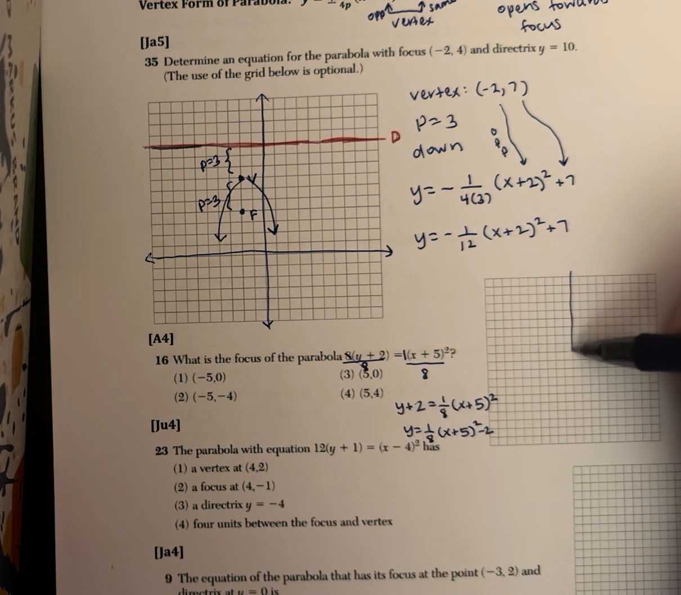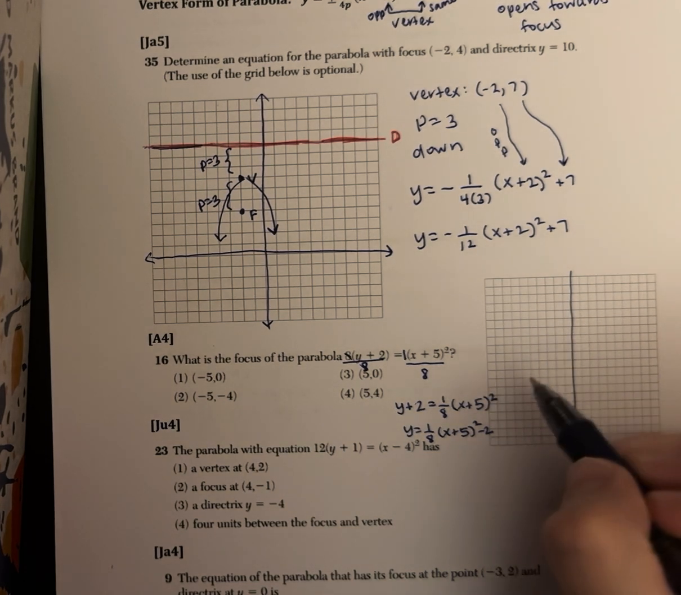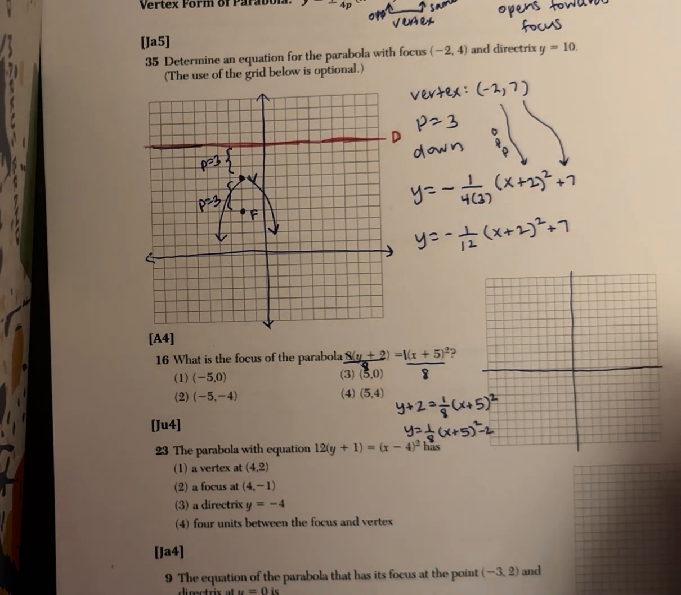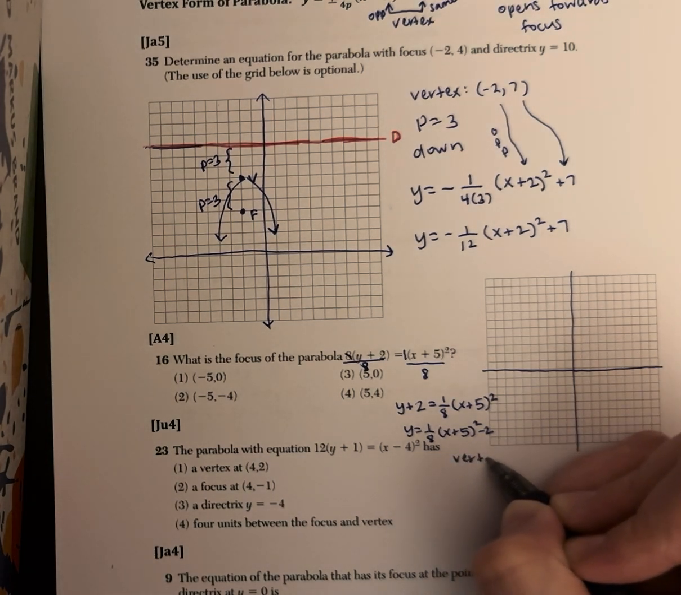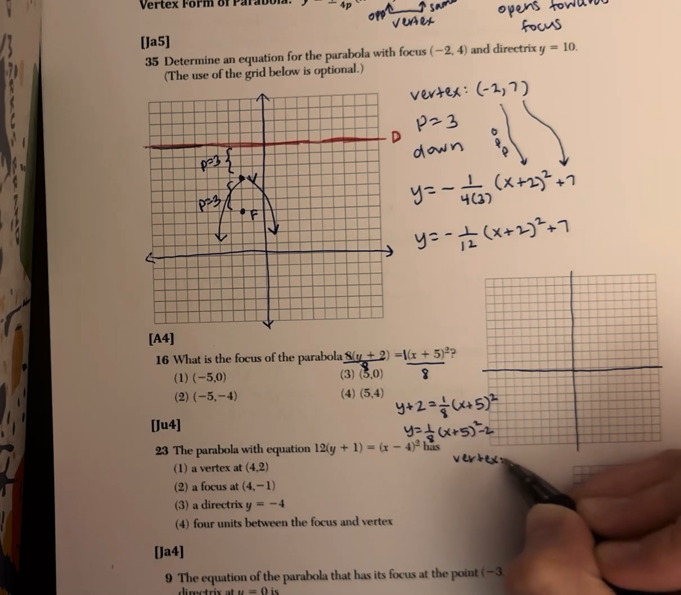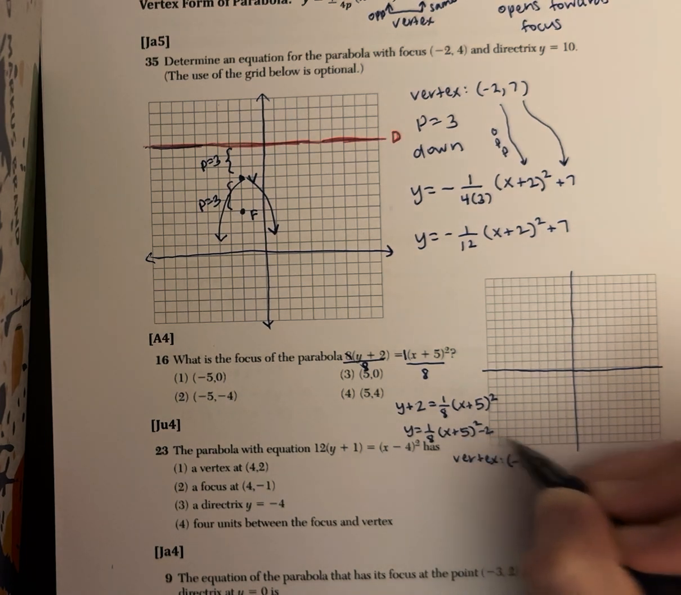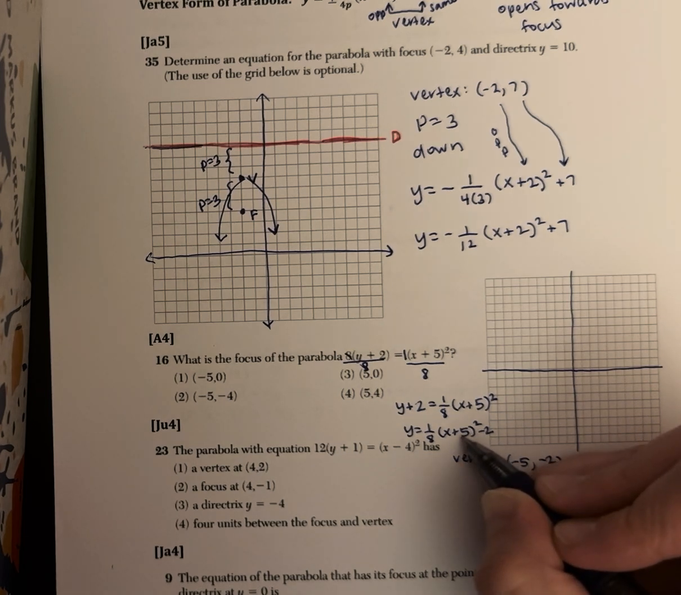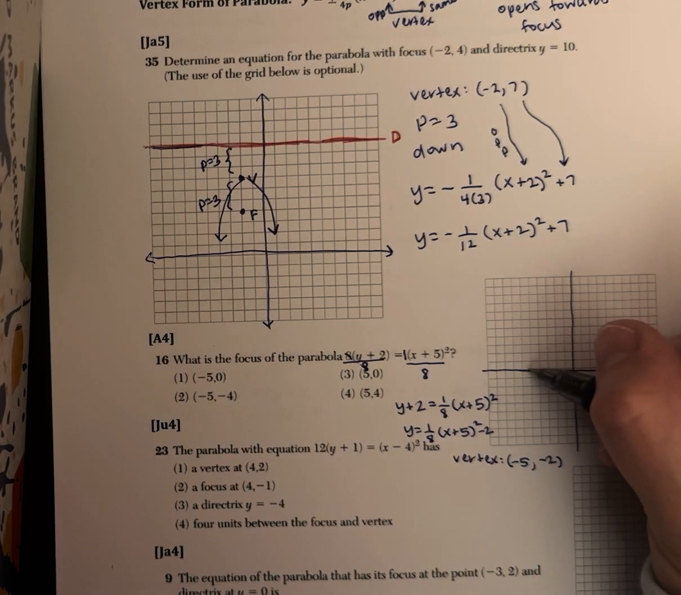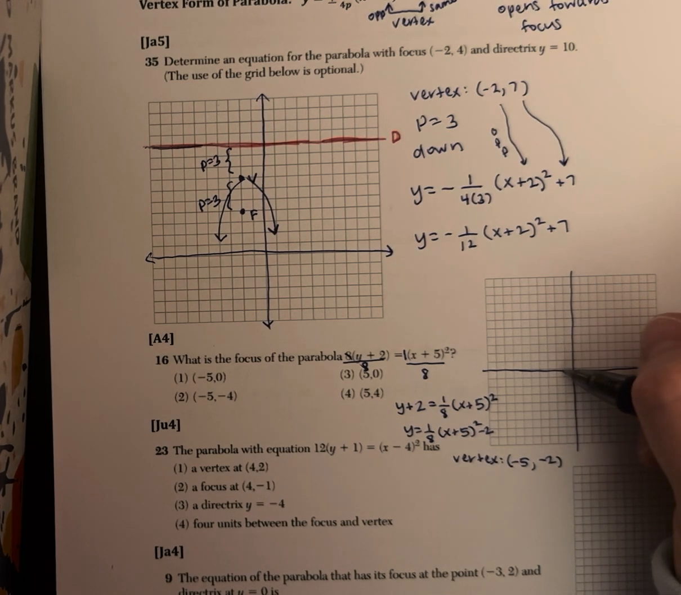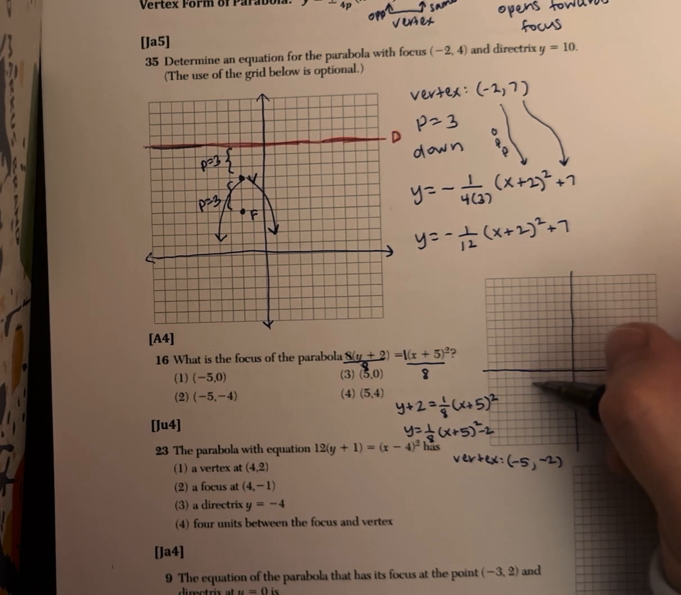So I've got my graph paper. And let's plot the things that this tells me. So it tells me that the vertex is the opposite of this, so -5. And this one stays the same, -2. -5, -2. 1, 2, 3, 4, 5. 1, 2, 3, 4. 1, 2, 3, 4, 5, 1, 2. There it is.